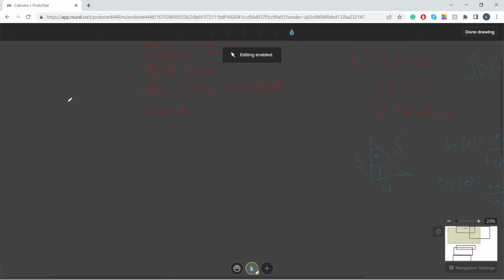Okay, so let's do the unit circle in a different color. I think I will go with this bright medium orange right here. Okay, so we're going to be talking about the unit circle. And what is the unit circle? It's simply a circle with radius 1 centered at the origin.